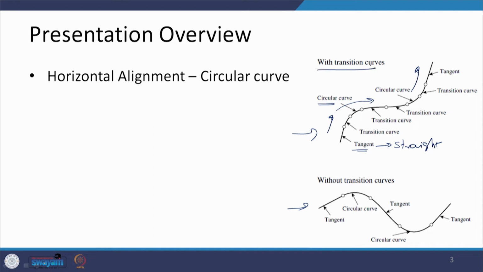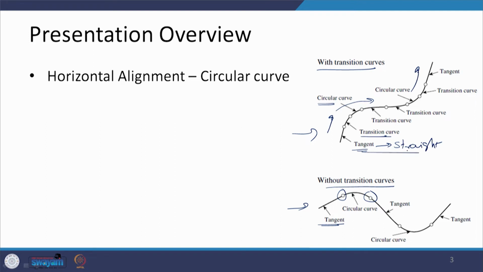In the first case, when we have a straight and the circular curve, they have been connected by a transition curve in between. But in the other one, the tangent is directly connected to the circular curve. There is no transition curve provided here, and these are the possibilities. So, we need to talk about a circular curve, a tangent, and a transition curve.